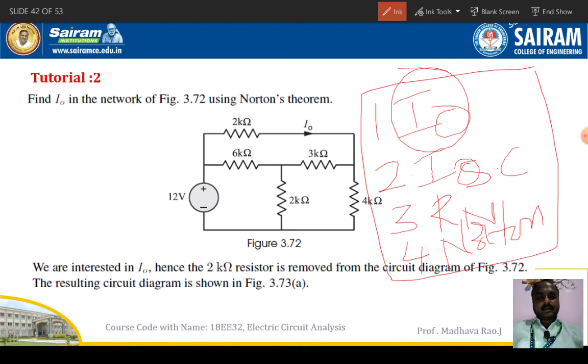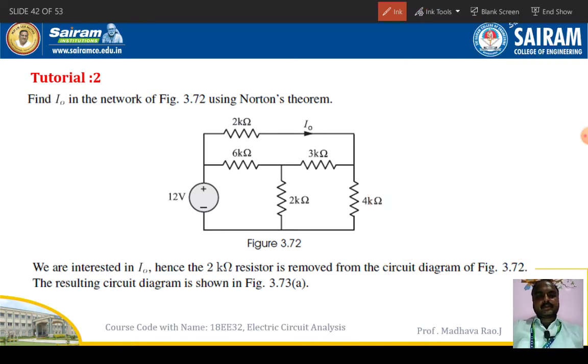So here first we will see the circuit. The first step in Norton's theorem is to observe the circuit, and after observing, we have to identify what value to find. So I naught value we have to find out. Where is I naught? I naught is the current flowing in the 2 kilo ohm resistance. So where is that 2 kilo ohm? Which branch is it connected to? That particular 2 kilo ohm we have to identify.